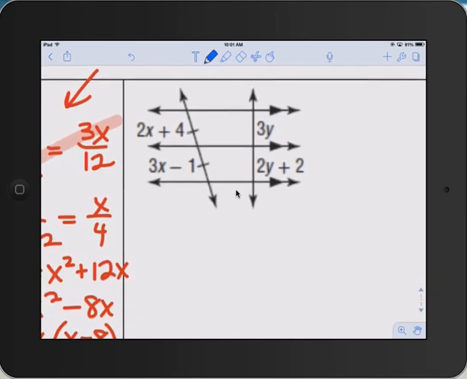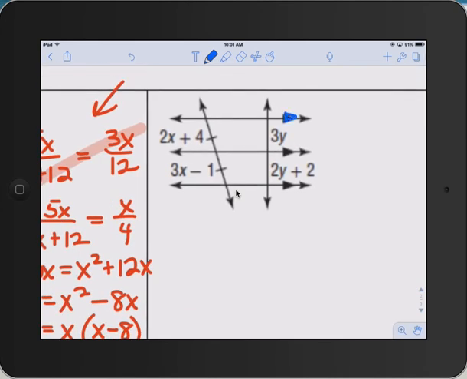Okay, for this one, not only do we have parallel segments, but we also have congruent segments here, which means that since that's a 1-to-1 ratio, that's going to force this one to also be 1-to-1. Now it's asking you to find x and y. Notice that you can just say 2x plus 4 will equal 3x minus 1, because it's a 1-to-1 ratio, so x is 5.